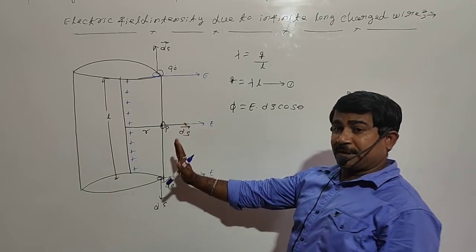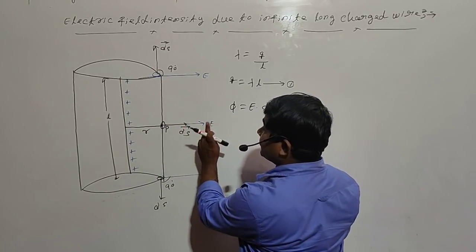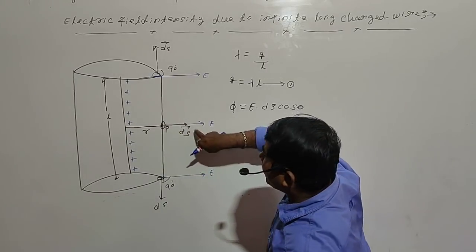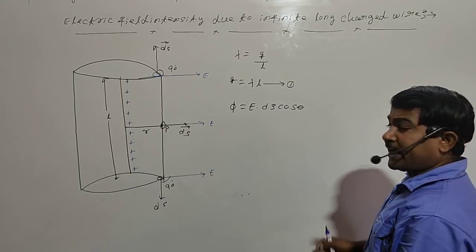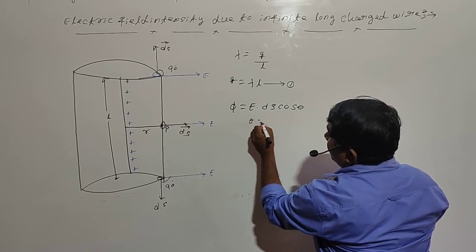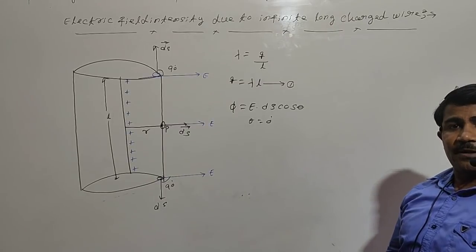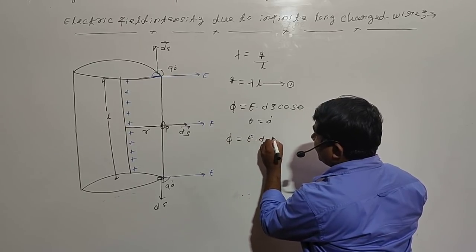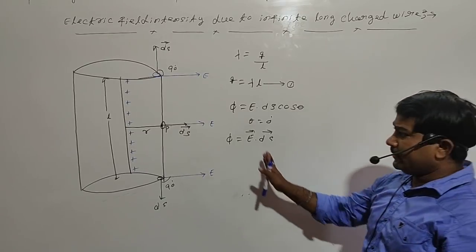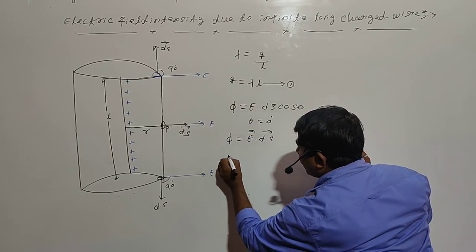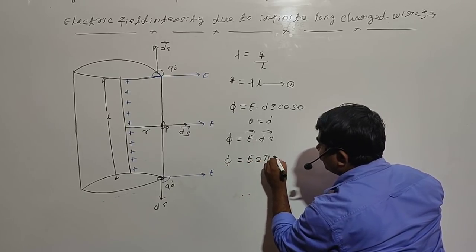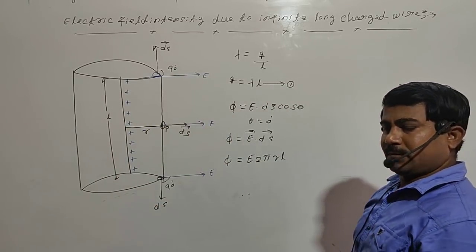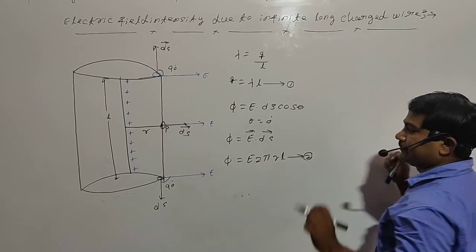But look at the curved surface. For the curved surface, the electric field intensity and area vector are in the same direction, so only this face contributes electric flux. Here theta equals 0 degrees, so the flux is E into dS. The area of this cylinder is 2 pi R L, where L represents the length of the cylinder and R its radius. So phi equals E into 2 pi R L. This is equation number 2.